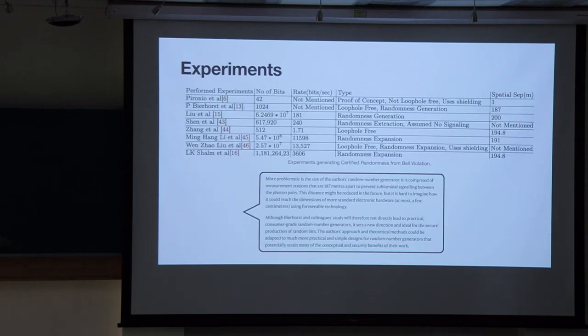There's a long list of experiments, and I picked some of them. And here, if you see, the measurement stations should be placed at least around 200 meters apart. And this was really beautifully pointed out by one of the authors of the paper, Pironio, that no matter how hard you try, you won't be able to reduce this distance.